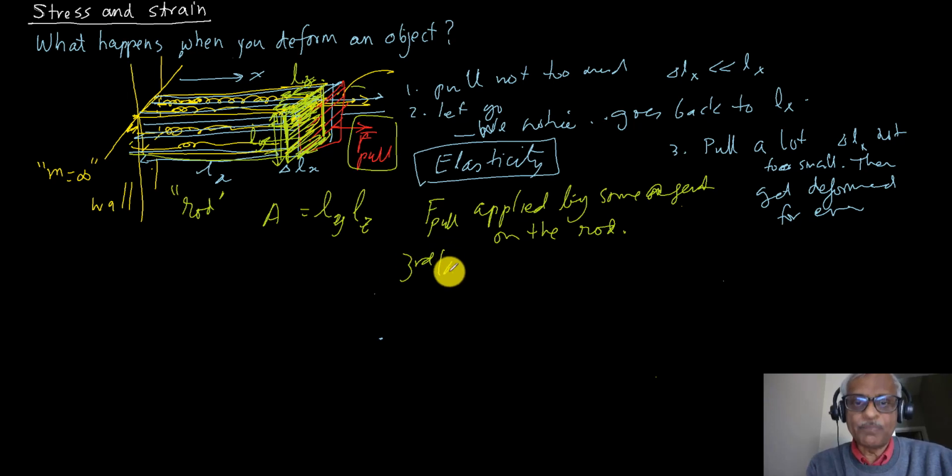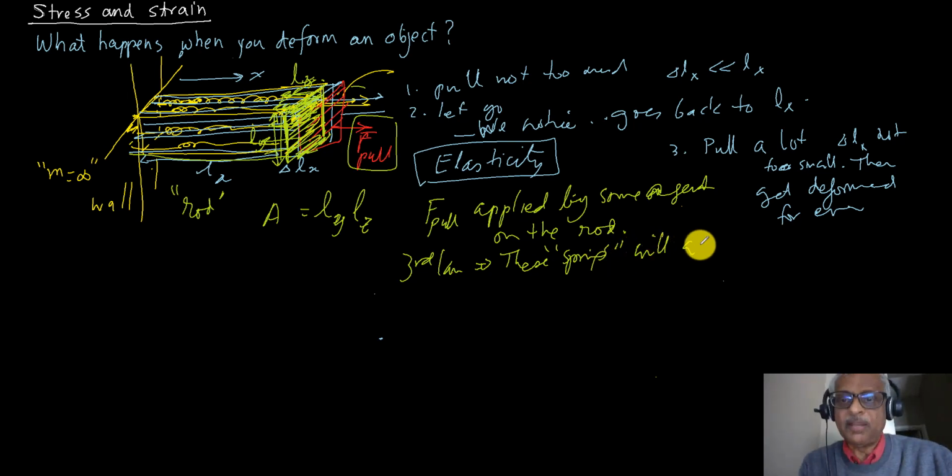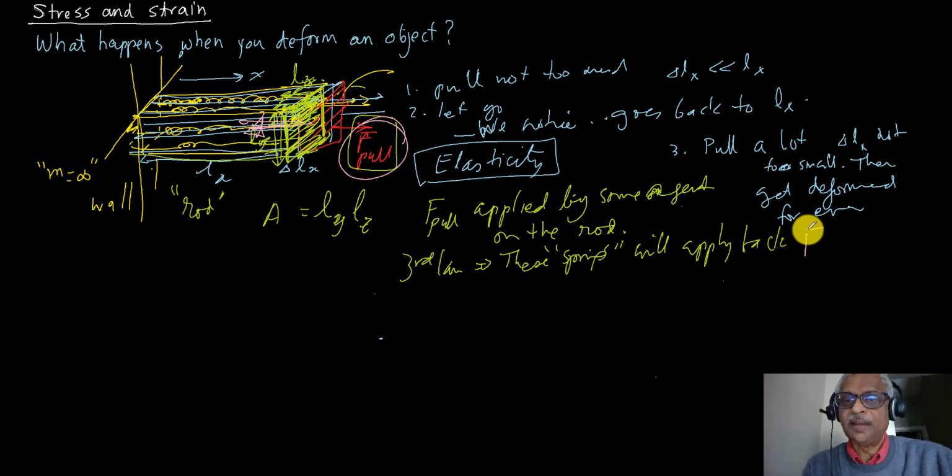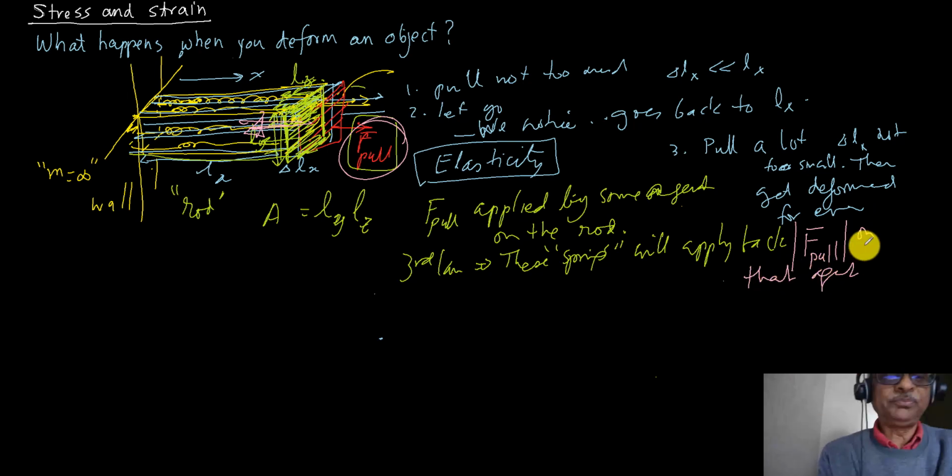Then the third law will say that these springs will apply back on this side this amount of force, F pull, on that agent. So the upshot is that across this area, that much force is being applied across this area.